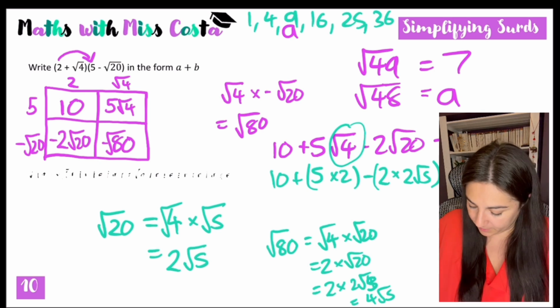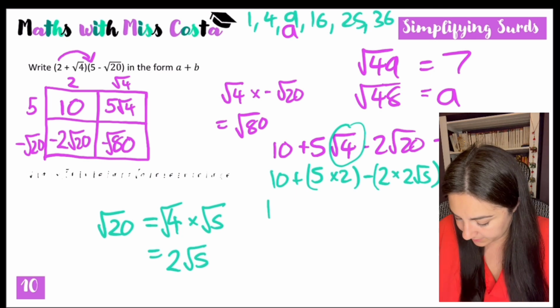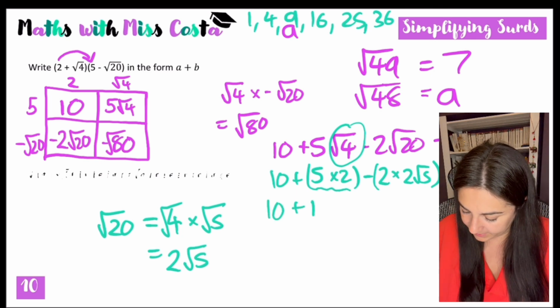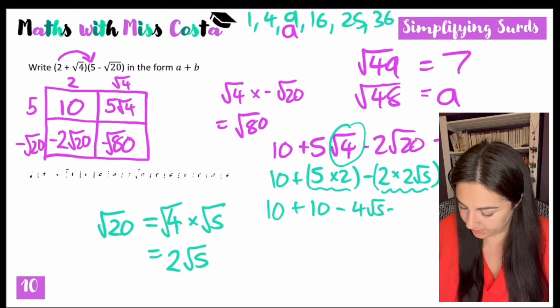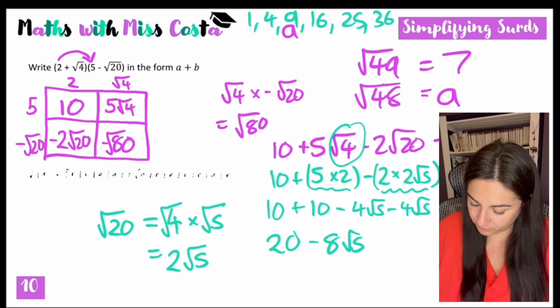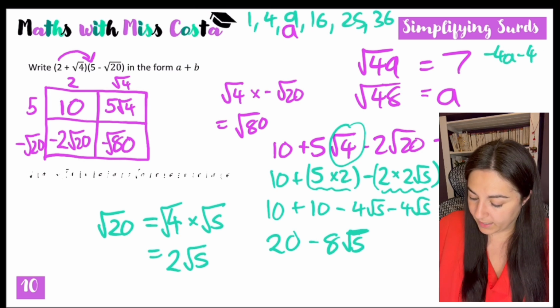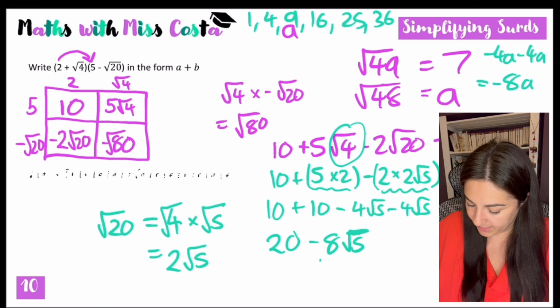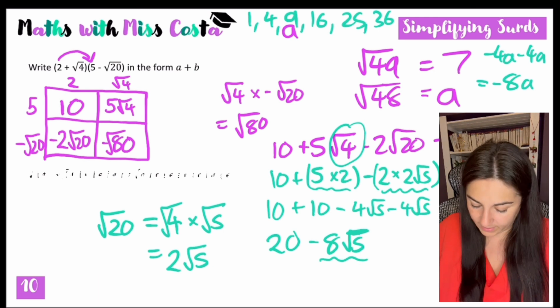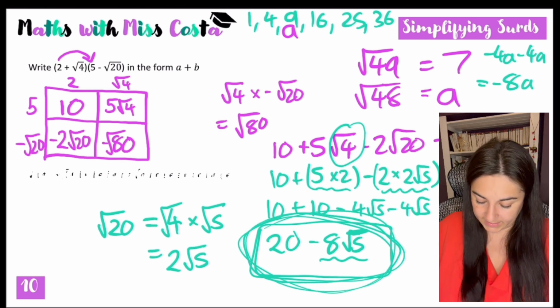Let's clean this up a little bit over here. 10 plus 5 times 2 is 10. Take 2 times 2 root 5, which is 4 root 5. Take 4 root 5. So 10 plus 10 is 20, and minus 4 root 5 minus 4 root 5 is minus 8 root 5. Remember, treat the surd as a little piece of algebra when simplifying. If you said minus 4a, take 4a, that would give you negative 8a. And the same here, you get negative 8 root 5. And that's your final answer: 20 take 8 root 5. I'm just going to get rid of all of this.